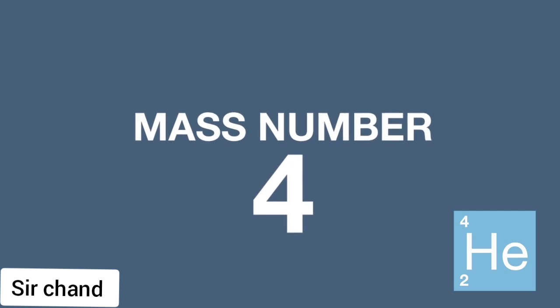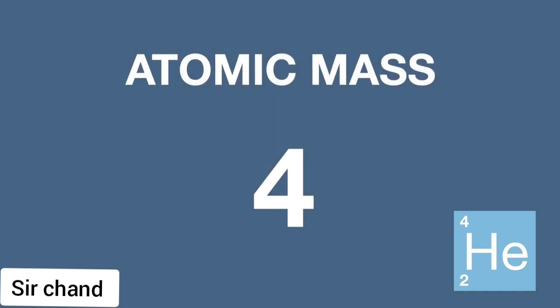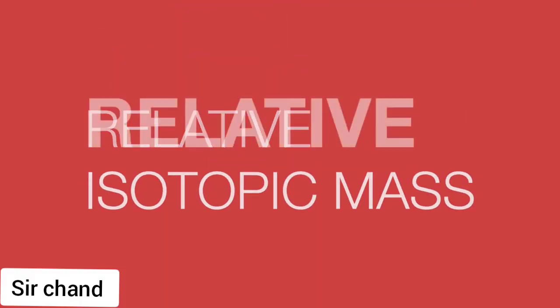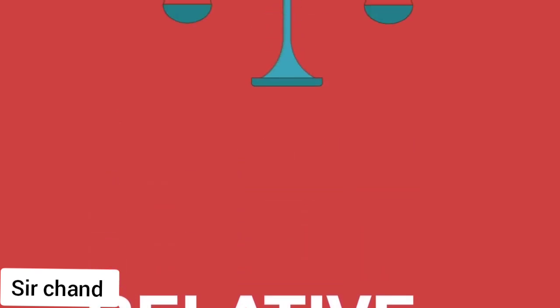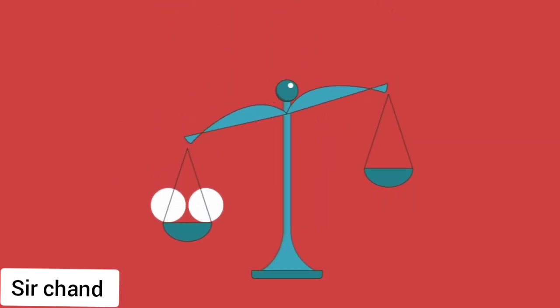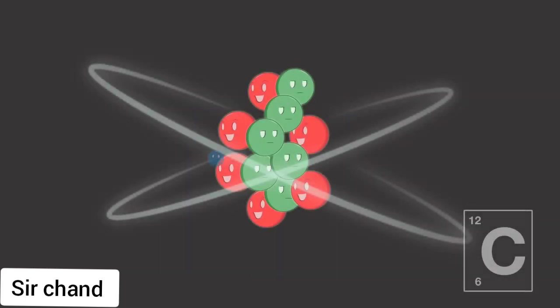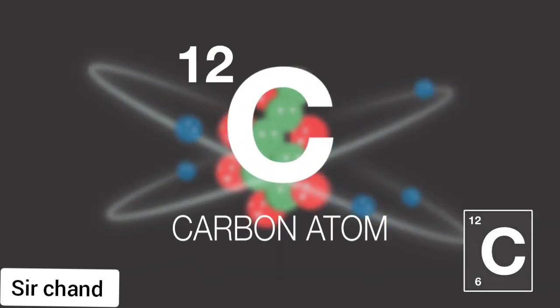This actually means it has an atomic mass or relative isotopic mass of 4. But 4 what? The clue is in the name, relative isotopic mass. It is a unit of measurement that is based on a comparison to something or in relation to something else. That something else is a neutral, unbound carbon-12 atom.